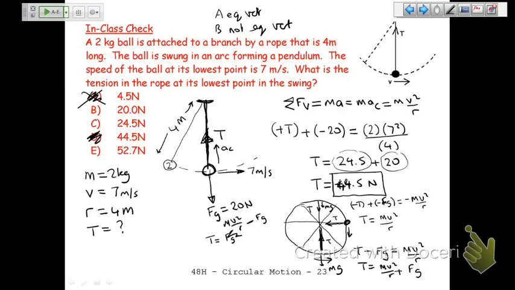So if I was swinging something around like a soap on a rope vertically, I'd have a bigger tension at the bottom than I would at the top, because the weight is adding to my job at the bottom, and the weight is doing part of my job at the top. But at the sides, it's only centripetal acceleration. The weight is perpendicular, it doesn't matter.